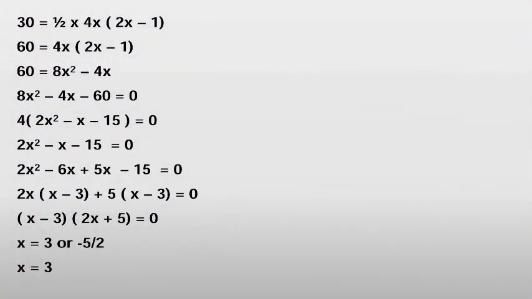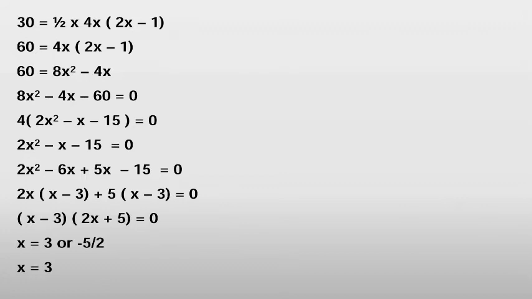Move to the next slide for the calculation. In the place of area, substitute 30, which is given in the question, half into the product of the remaining two sides, 4x into 2x minus 1. After simplification, you will get a quadratic equation 2x square minus x minus 15 is equal to 0. Then the value of x is 3 or minus 5 by 2.